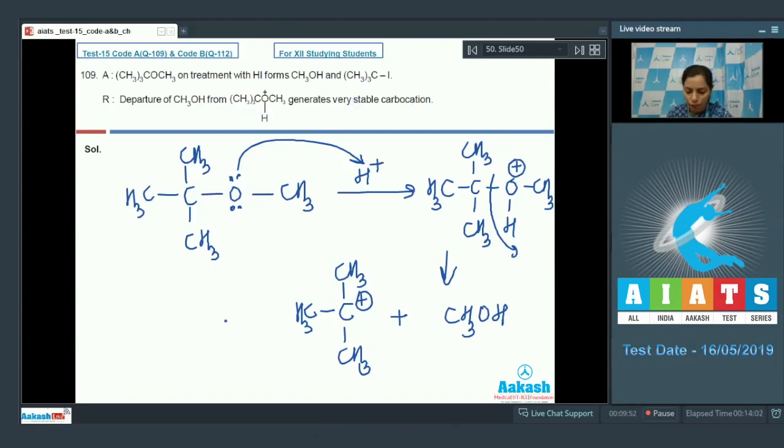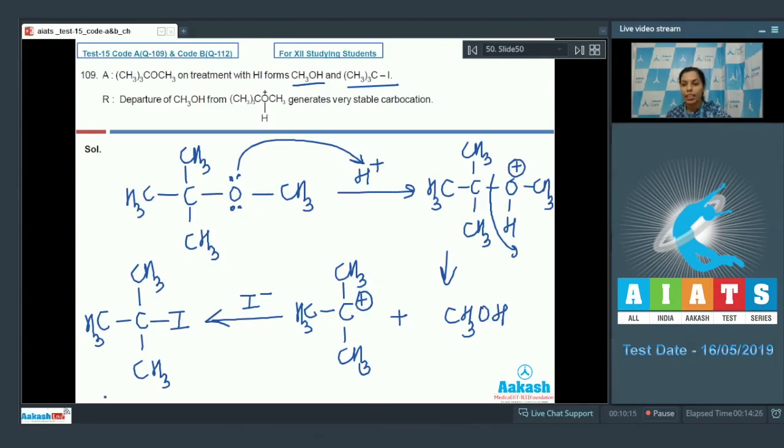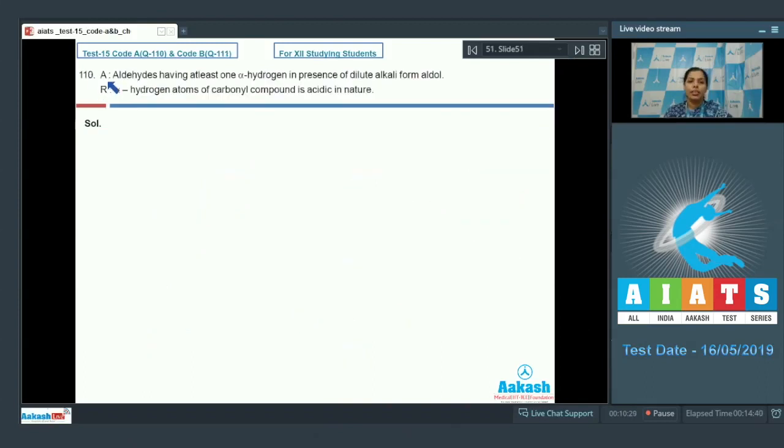Now further what will happen? Iodide ion is attacking over here, and if it attacks, there is the formation of a tertiary iodide in this way. Now on the basis of this we can easily check whether the products are these or not. CH3OH is formed and this is also formed. That's why both assertion and reason are correct. The reason is correctly explaining the assertion also. That's why I'll choose option 1 as my correct answer. After this, question number 110.